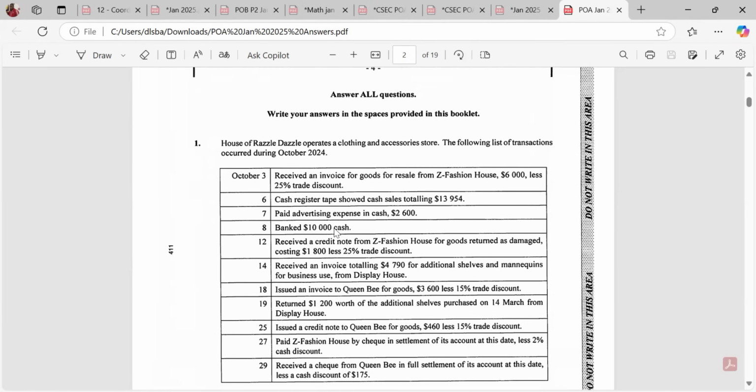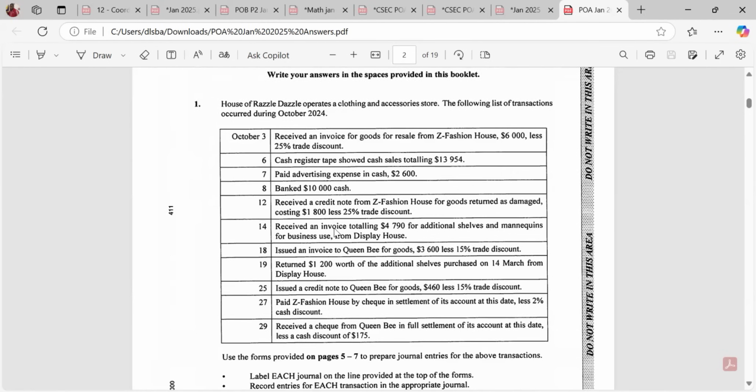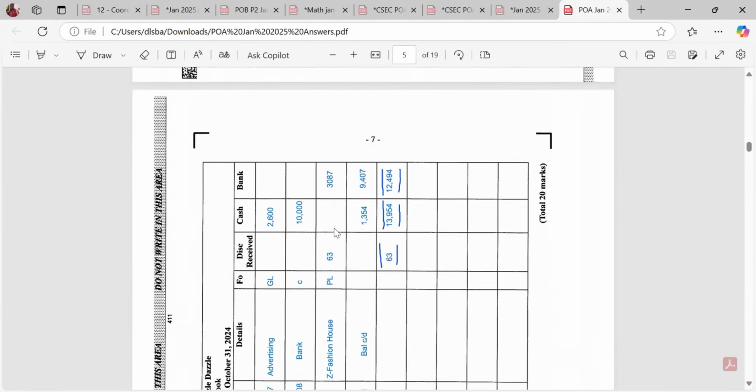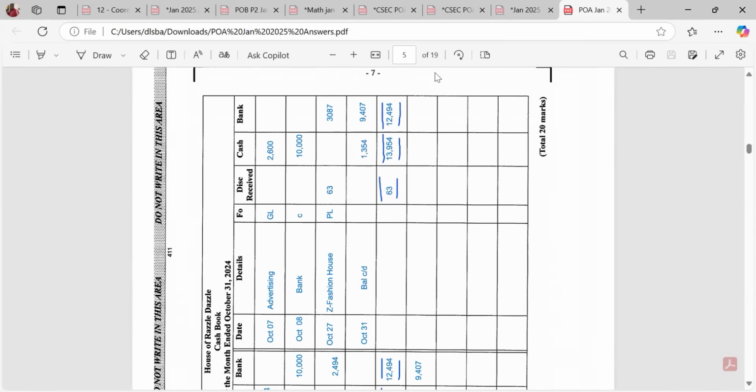Banked $10,000 cash. Which journal records all cash and bank transactions? The cash book. So it's cash book again, right? What type of transaction is that when it affects both your cash and bank columns? Contra entry. So you banked $10,000 cash, right? So you put money into your bank account.